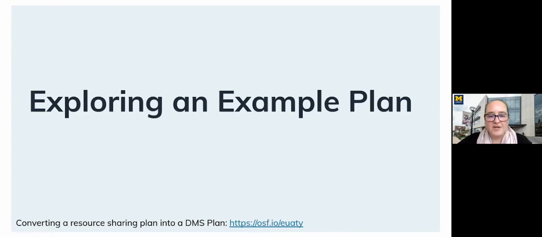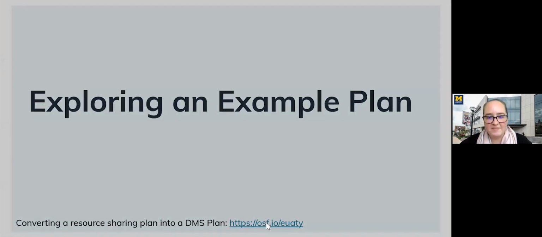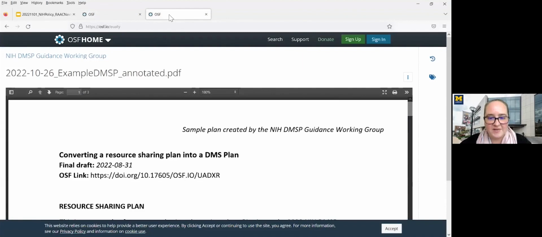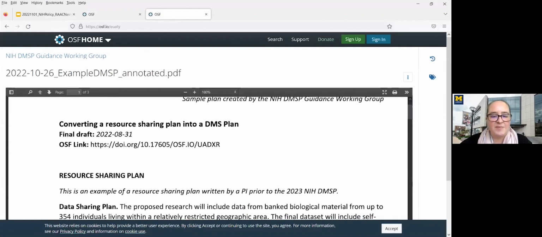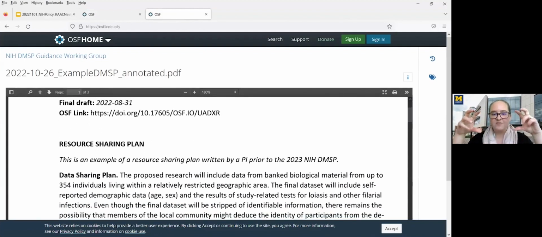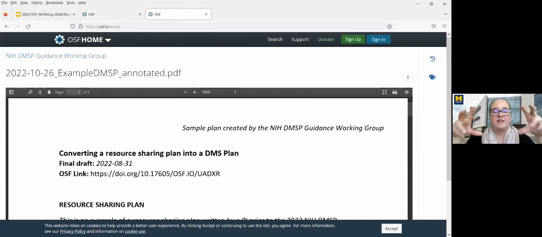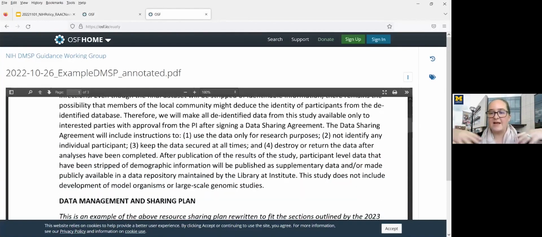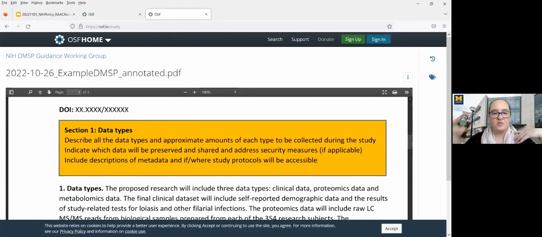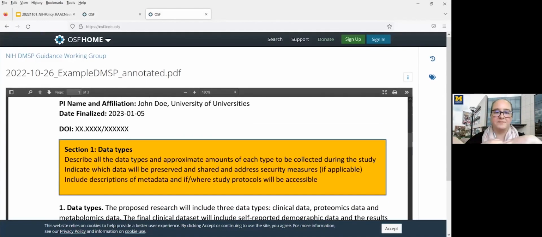So now we're going to take a look at an example plan. This particular example, Diane's going to get that open for us. Thank you, Diane. This is an interesting example because at the top, it's an example of what a plan would look like under the current policy from 2003. And then you can see how that was transformed into the new format as required by the new policy, which is going into effect in January.